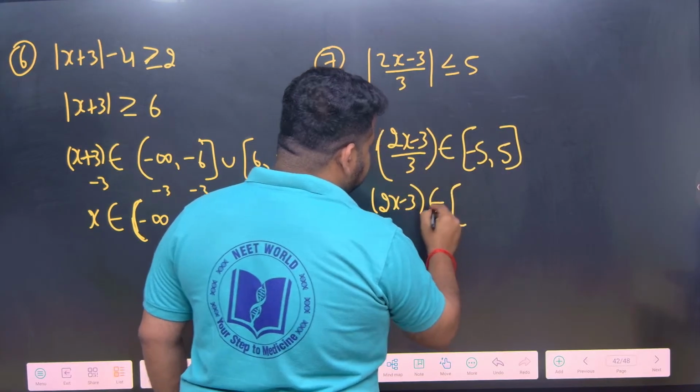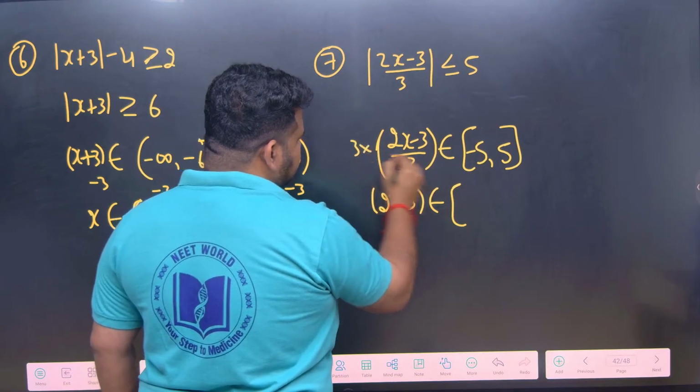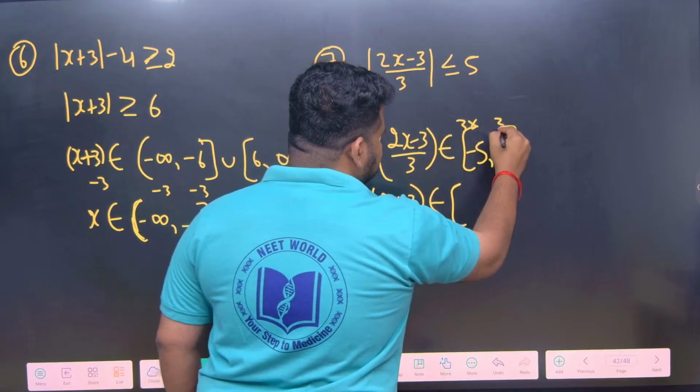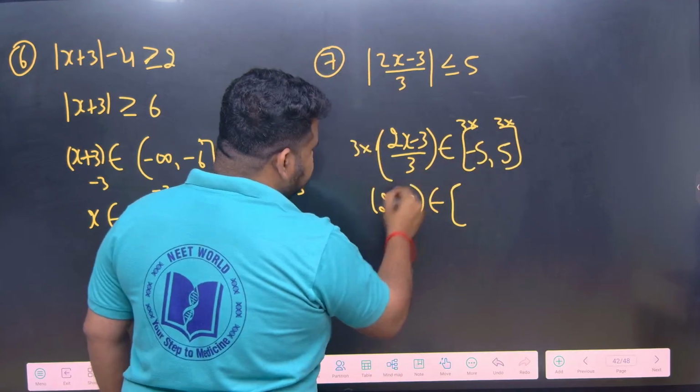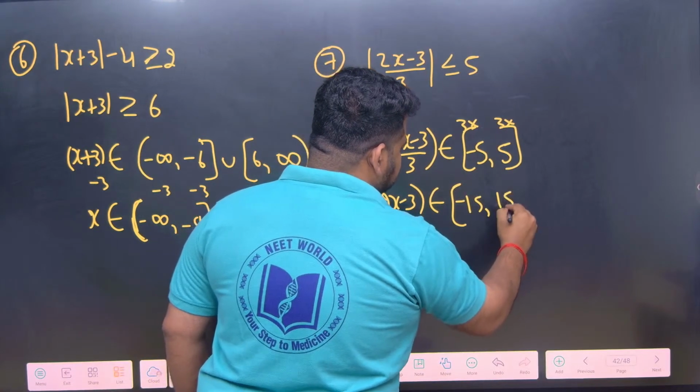If I multiply throughout by 3, what will I have? Multiply this by 3, and this also by 3. The 3 and 3 will get cancelled. I will have minus 15 to plus 15.